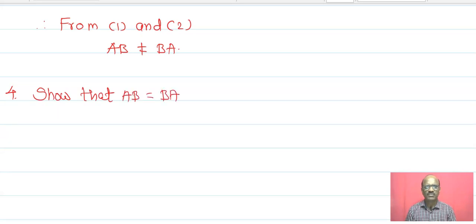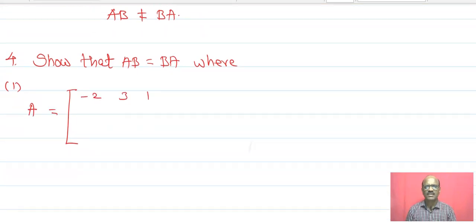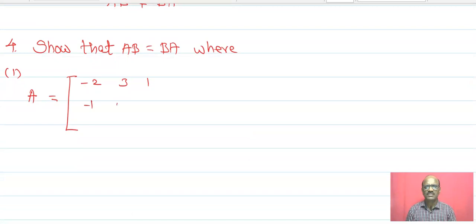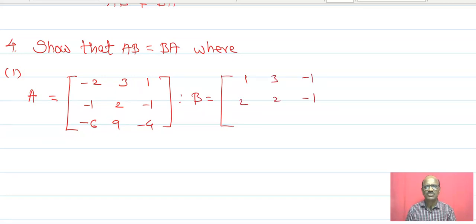Now the question number 4. Show that AB is equal to BA, where A is equal to minus 2, 3, 1, minus 1, 2, minus 1, minus 6, 9, minus 4, and B is equal to 1, 3, minus 1, 2, 2, minus 1, 3, 0, minus 1.